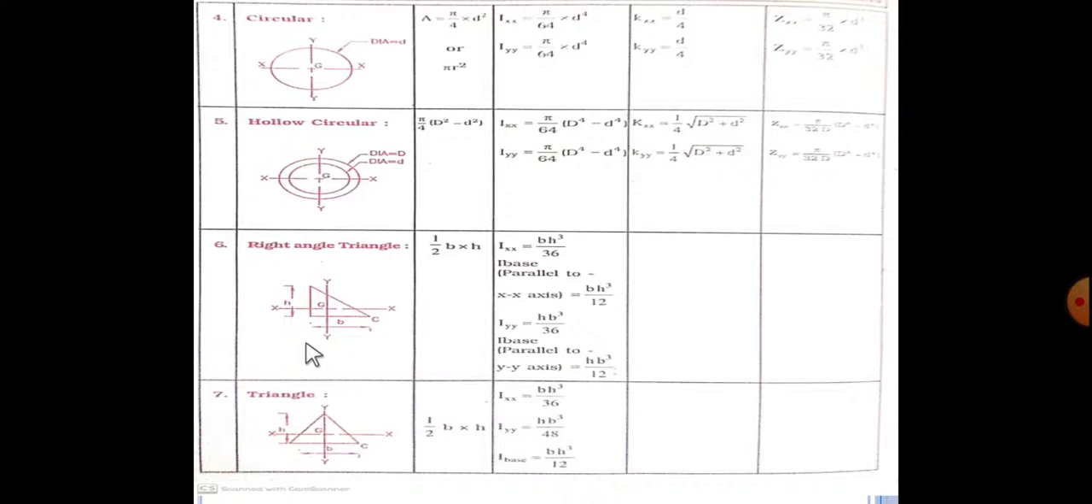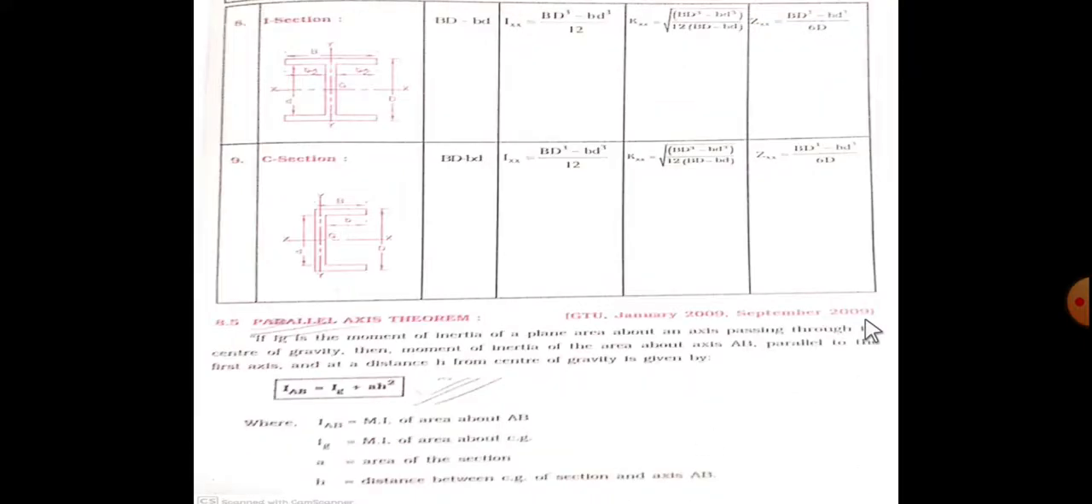Now, equilateral triangle. Ixx is equal to bh cube by 36. Iyy is equal to hb cube by 48, and I base is equal to bh cube by 12. Now, the equations for the I section and channel section we have to calculate, so no need to memorize these equations.